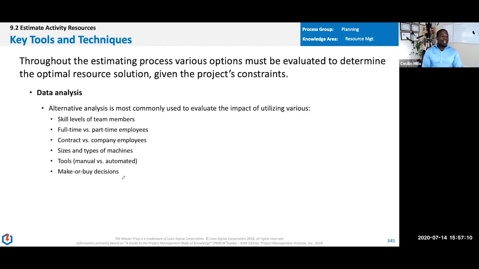And we'll analyze all of this data, right? The skill set, who's full-time versus part-time, contract versus W-2. Materials and supplies, machines. We'll do all that, including make or buy decisions. Make means we're going to do it in-house. Buy means we're going to source it externally. That's all make or buy means. Make or buy is, are we going to do it ourselves or have someone else do it for us?